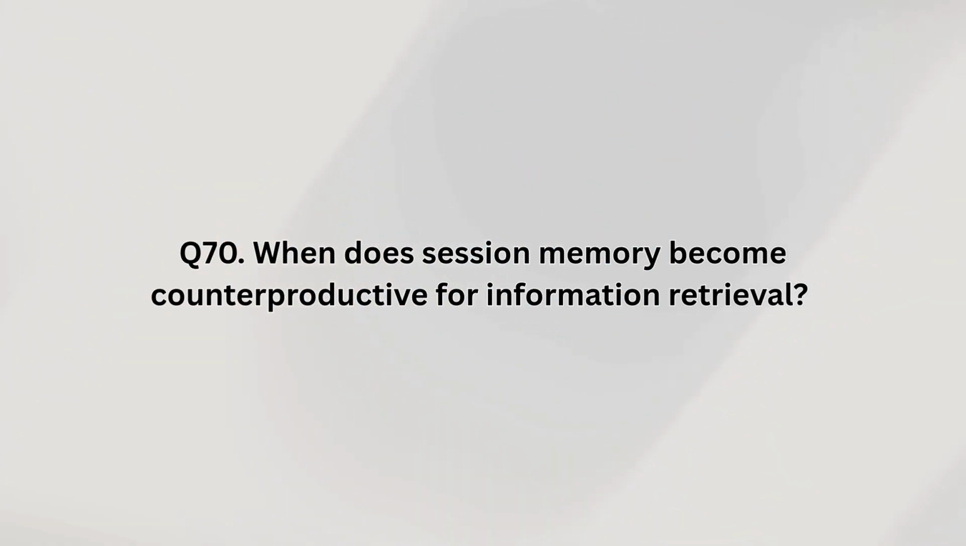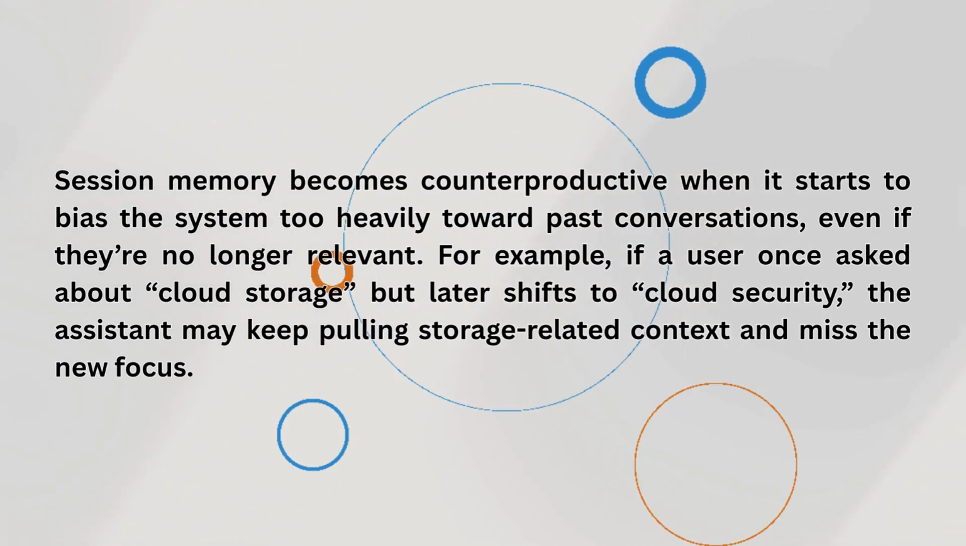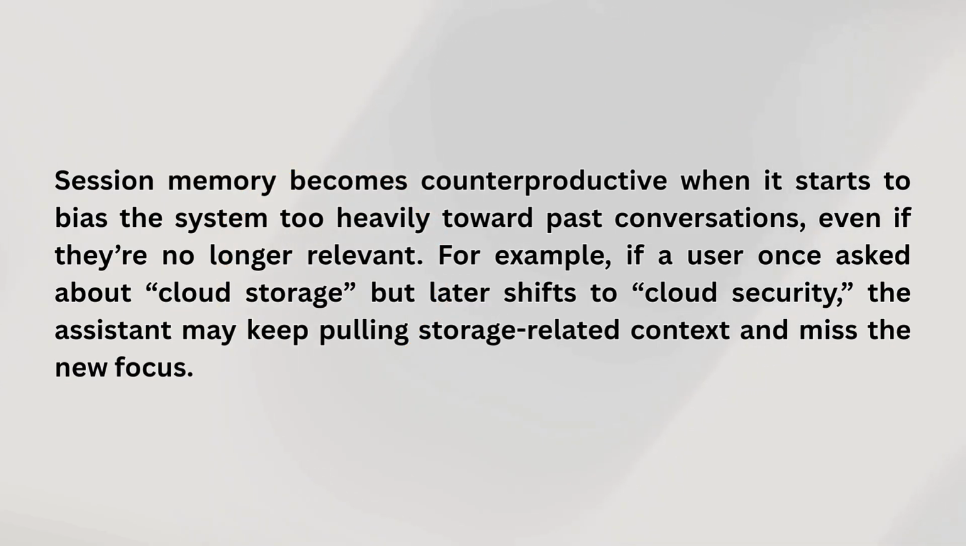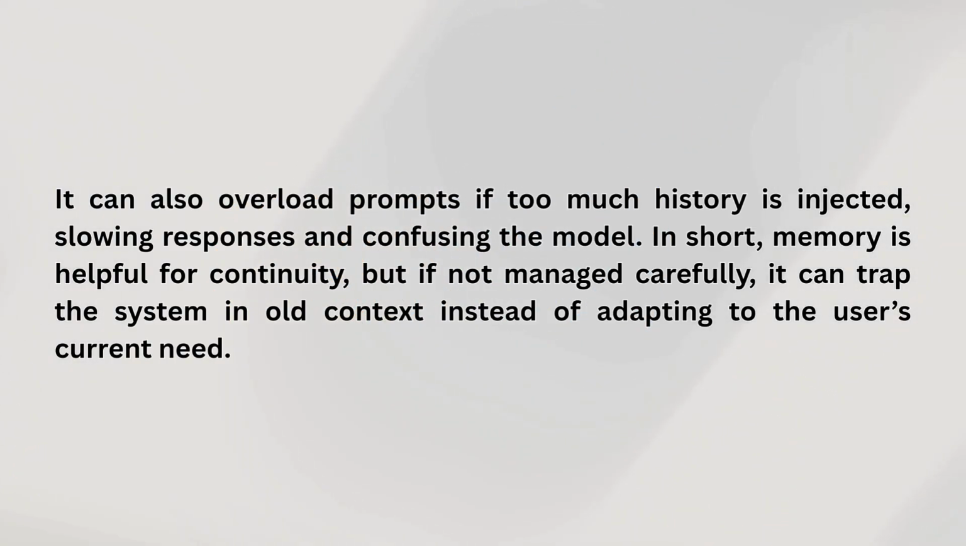When does session memory become counterproductive for information retrieval? Session memory becomes counterproductive when it starts to bias the system too heavily toward past conversations, even if they're no longer relevant. For example, if a user once asked about cloud storage, but later shifts to cloud security, the assistant may keep pulling storage-related context and miss the new focus. It can also overload prompts if too much history is injected, slowing responses and confusing the model. In short, memory is helpful for continuity, but if not managed carefully, it can trap the system in old context instead of adapting to the user's current need.